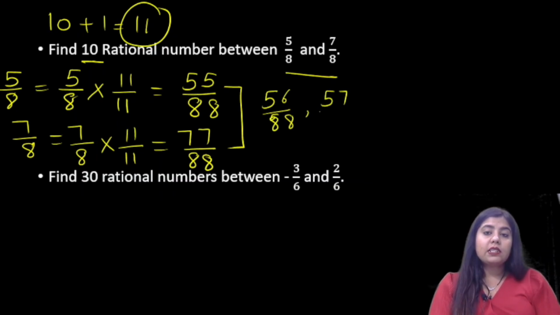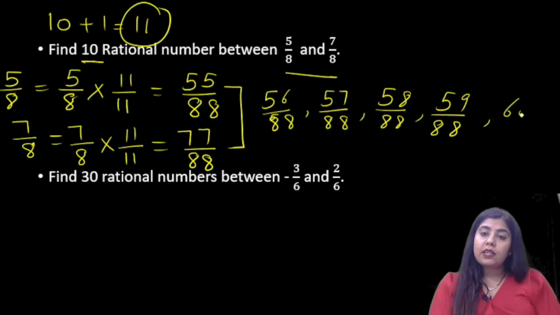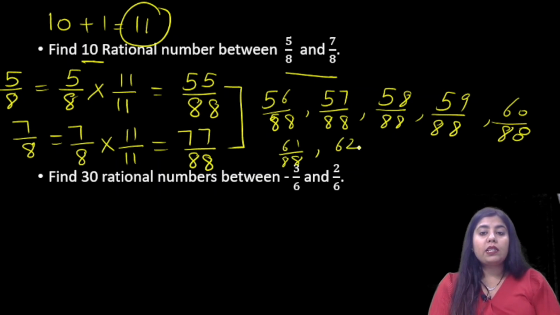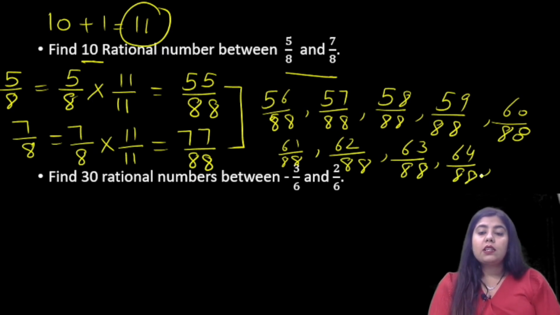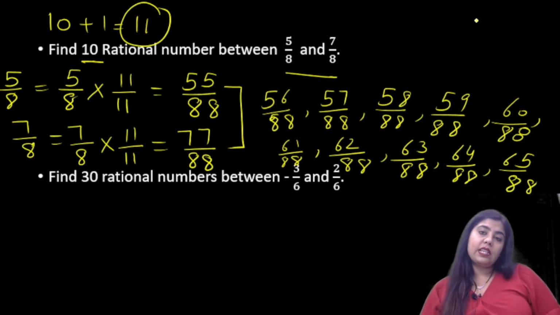57 by 88, 58 by 88, 59 by 88, 60 by 88, then 61 by 88, 62 by 88, 63 by 88, 64 by 88, 65 by 88. These are the 10 rational numbers between 5 by 8 and 7 by 8. Clear?